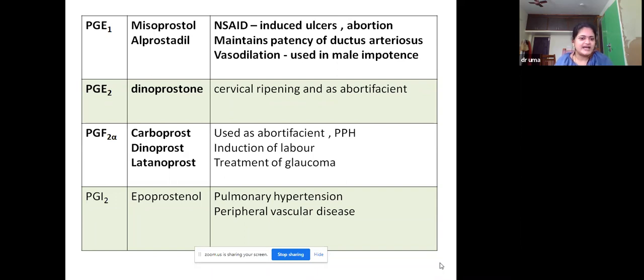Prostaglandin E2 is dinoprostone. E2, dinoprostone, is used in cervical ripening and it is also used as an abortifacient. Prostaglandin F2 alpha: carboprost and dinoprost. Dinoprost is used for abortifacient, postpartum hemorrhage, and for the induction of labor. And latanoprost, bimatoprost are used for the treatment of glaucoma. And prostacyclin, the drug is epoprostenol, which is used for pulmonary hypertension and peripheral vascular disease.